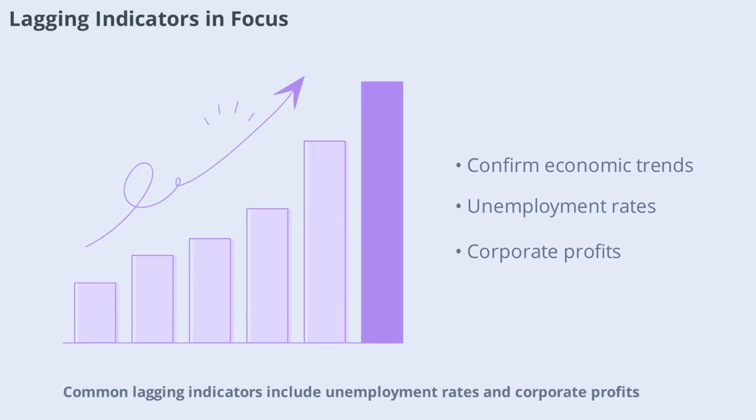Common lagging indicators include unemployment rates and corporate profits. While they don't predict future movements, they help investors validate their strategies and understand the effectiveness of past decisions. Now, let's move on to coincident indicators and their significance.